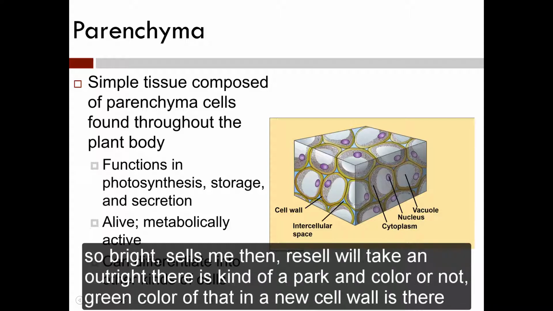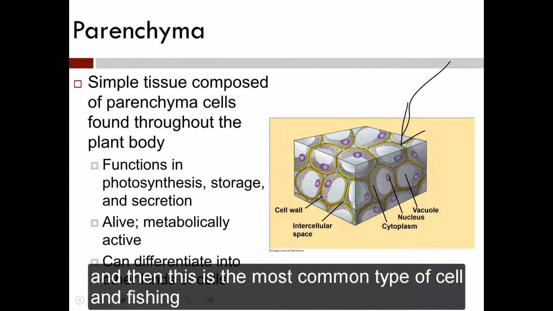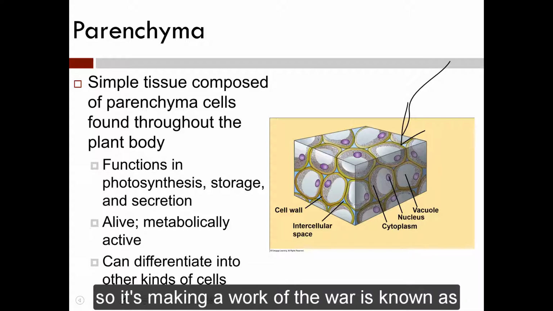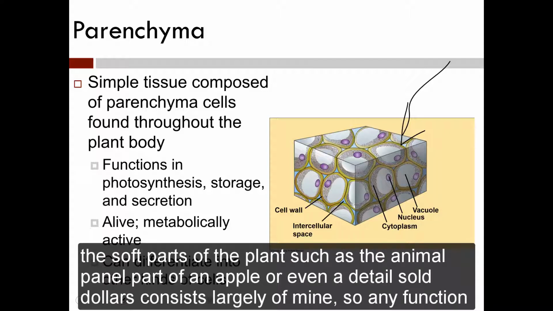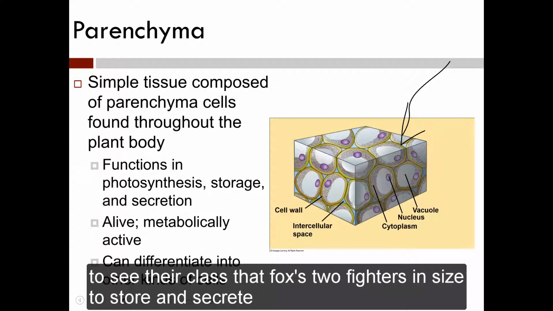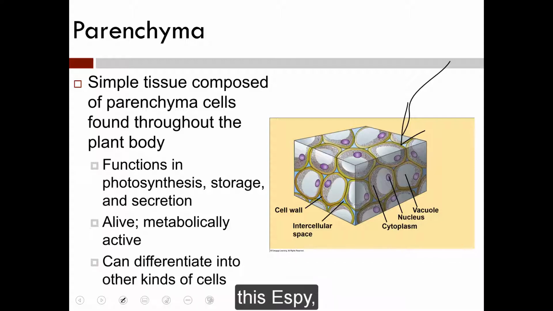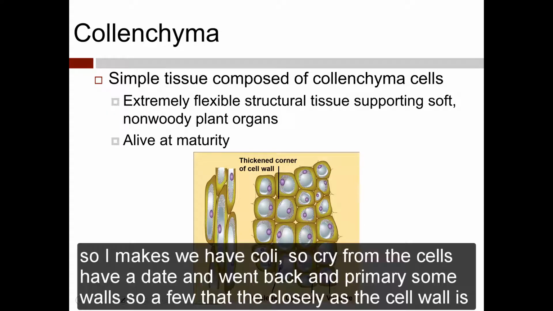Parenchyma cells have a thin primary cell wall. Check it out right there. It's kind of a tan color or even a green color. That thin primary cell wall is there, and this is the most common type of cell and tissue. It makes up what is known as the soft parts of a plant, such as the edible part of an apple or even a potato. Those consist largely of parenchyma. In function, class, it functions to photosynthesize, to store, and secrete. This is parenchyma. Up next we have collenchyma.